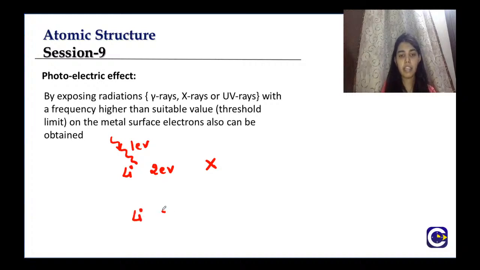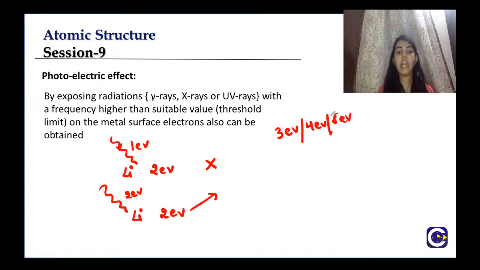Now let us say the lithium is having 2 electron volt. I give the energy of 2 electron volt. Now the electrons will start ejecting, right? So the photoelectrons. What will happen when the energy of 3 electron volt or 4 electron volt or 5 electron volt, basically the energy which is greater than that of the threshold limit, will be striking the surface of lithium.